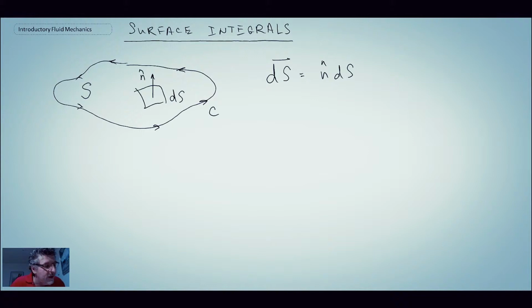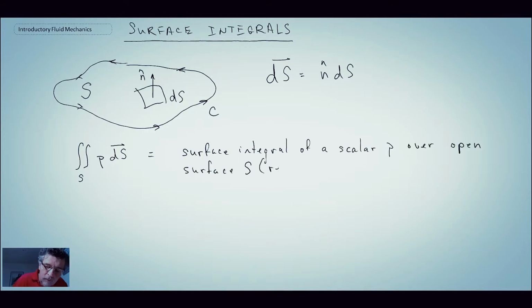We can be doing surface integrals with scalars or with vectors, so we'll take a look at those here. Whenever you're doing a surface integral, quite often it'll be denoted with two integral signs to denote the fact that you're integrating over a surface. And let's assume that we're doing a surface integral with a scalar to begin with. So when you do this, you take a scalar over the surface, and in this case it's an open surface, it will result in a vector.